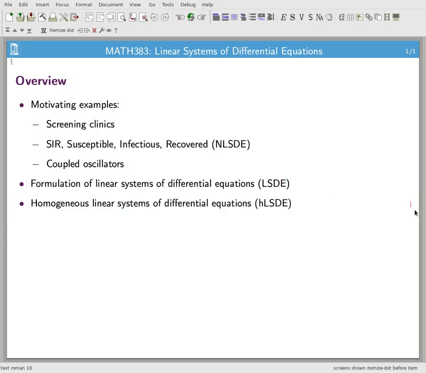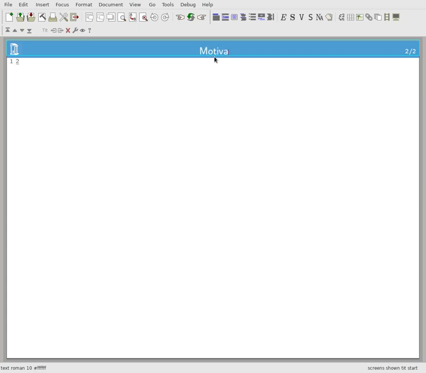So now let's move on to our first motivating example. Namely, we will consider the following scenario. We have two clinics that are meant to screen an incoming population. These clinics have varying capacities, one suited to higher probability of an infected individual being checked and one to lower probability, and they also have different capacity in terms of treatment.